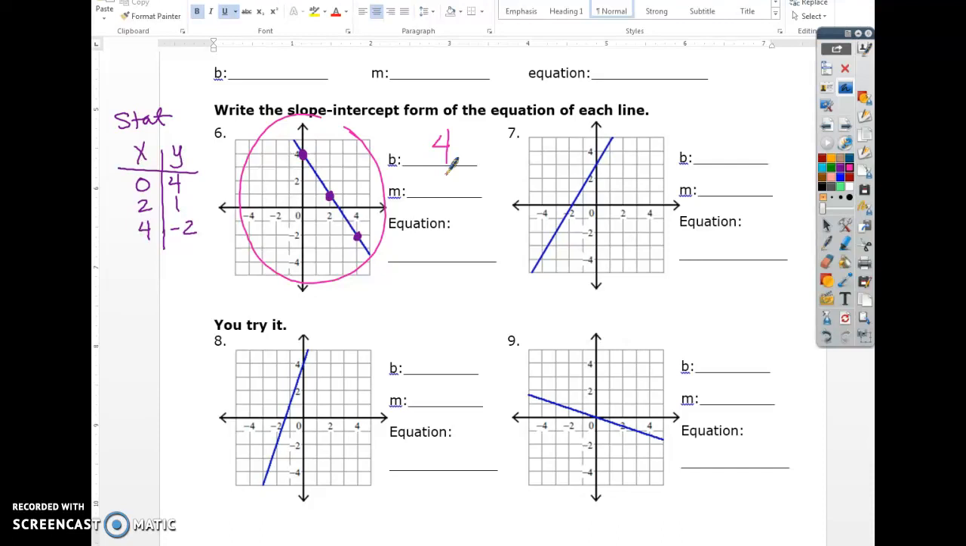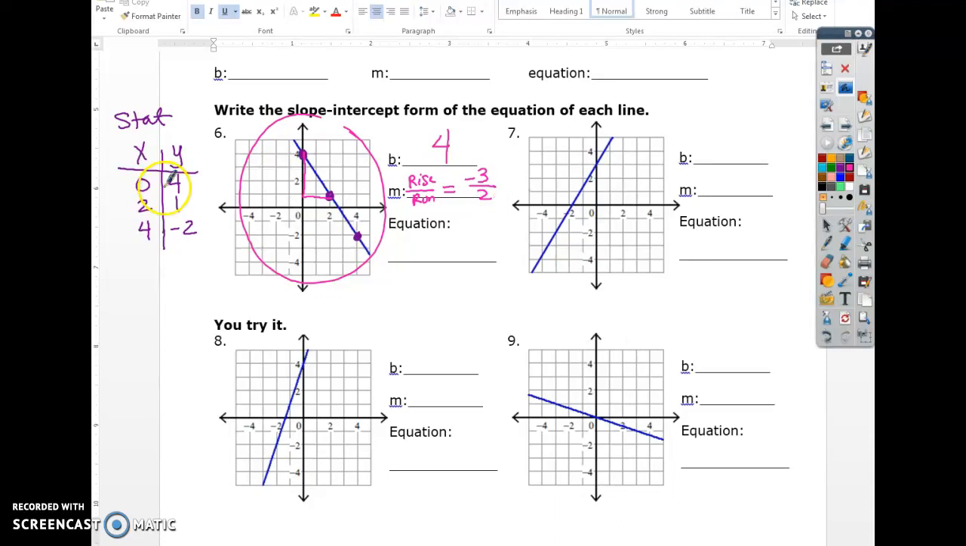Those would be easy. And then the slope is the rise over run. How much do you go up? How much do you go over? Or how much do you go down? And how much do you go over? You went down 3. That's a negative 3. And you go over 2. So the slope is negative 3 over 2.